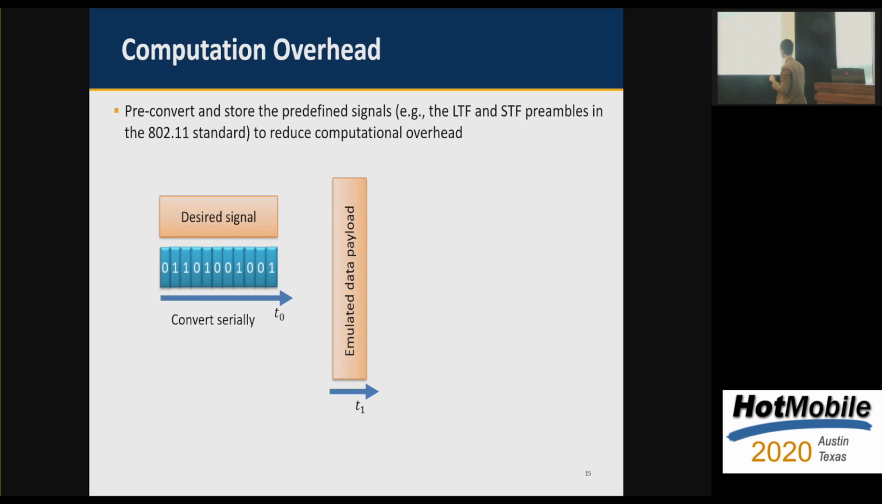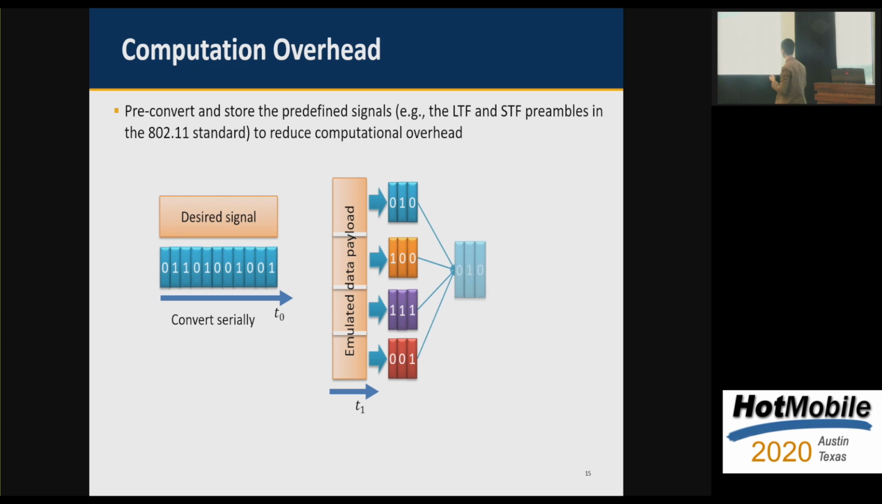And for the rest, the emulated data payload, it has to be real time, and we don't know exactly what we're transmitting. So in order to save time, we can convert them in parallel by segmenting them into individual smaller parts, and then we can save much time during this conversion.